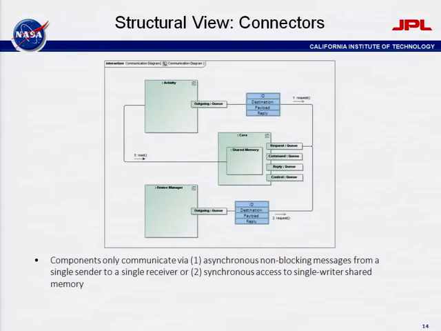Components only communicate via asynchronous, non-blocking messages from a single sender to a single receiver, or synchronous access to a single-writer shared memory region. So what you see here is the core component, and here's an activity which is going to send a message out from its outgoing queue as a request to the core. Similarly, a device manager can send a message to the request queue, and that's how these components communicate with one another.